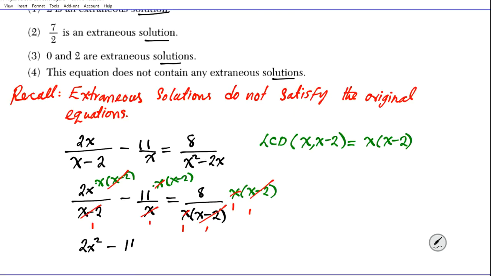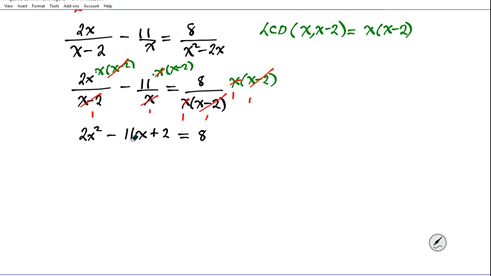So it becomes 11x plus 2. That's a common mistake most students make. They forget to distribute the minus in front. Okay, equals, and then here is just 8. So as indicated earlier, we now have a quadratic equation, which is much easier to handle compared to a rational equation. Okay, 11 times 2 is 22, not 2.